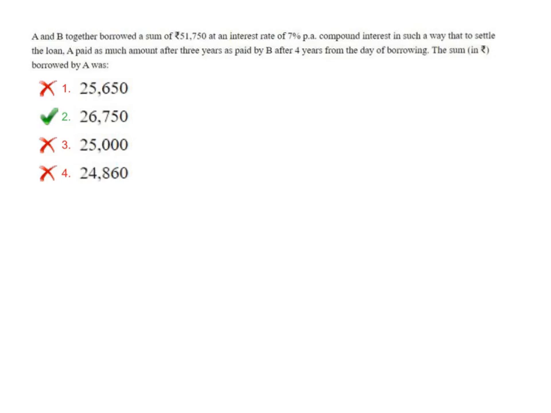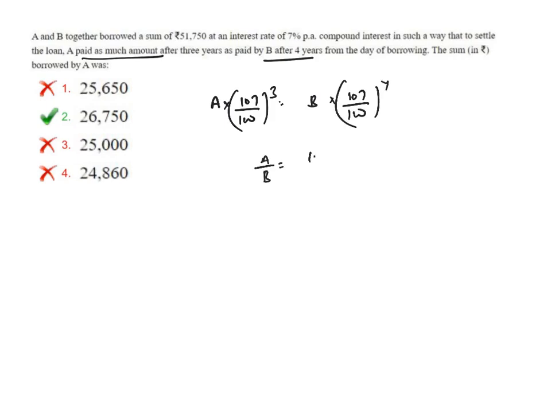A and B together borrowed a sum of 51,750 at an interest rate of 7% per annum compound interest in such a way to settle the loan. A paid as much amount after 3 years as B paid in 4 years. The amount after 3 years for A, let it be, becomes (107/100) whole cube. B becomes (107/100) to the power of 4. Therefore, I get A by B equals simply 107 by 100. In this ratio, they are sharing.